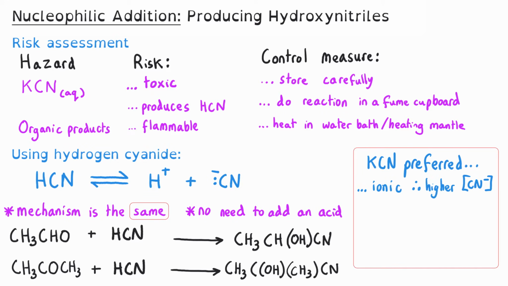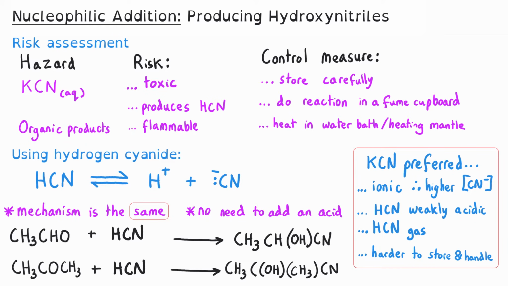Overall, though, despite the toxic nature of KCN, KCN is preferred as the source of the nucleophile because it is an ionic compound, which means in aqueous solution it will readily dissociate and produce a higher concentration of cyanide ions than you'd get with the HCN, which is only weakly acidic, so will only partially dissociate. In addition to that, hydrogen cyanide is a gas, so it is much harder to handle and store than the KCN. So overall, KCN is definitely preferred.